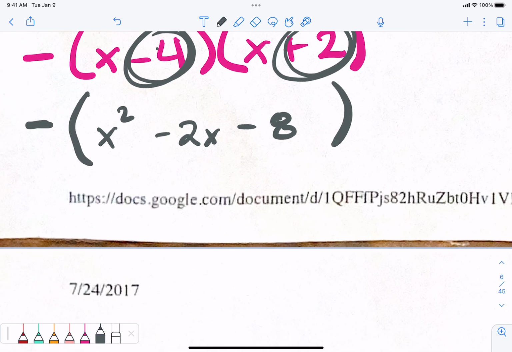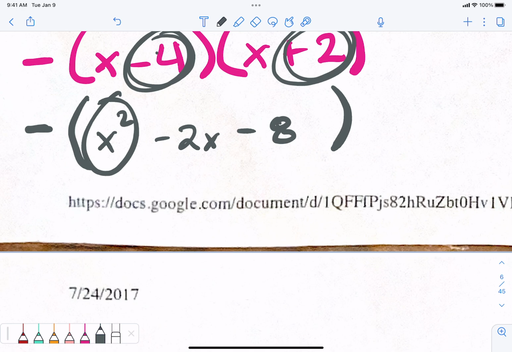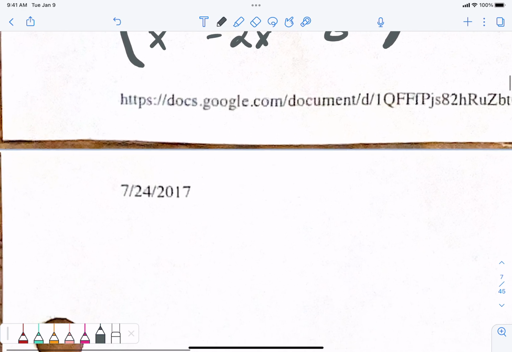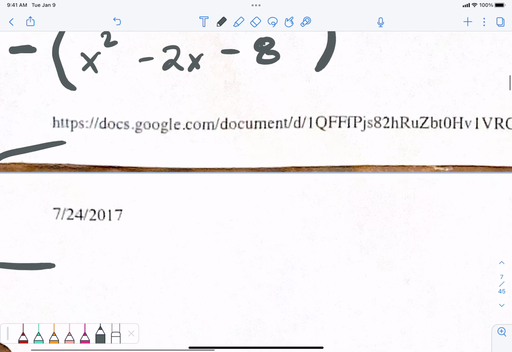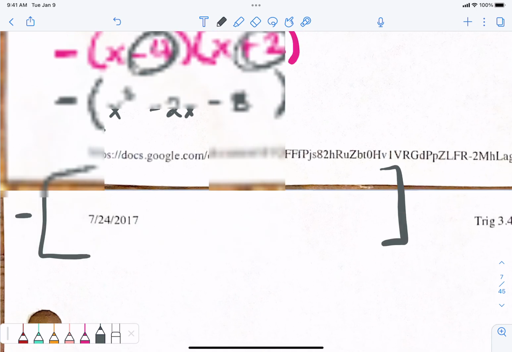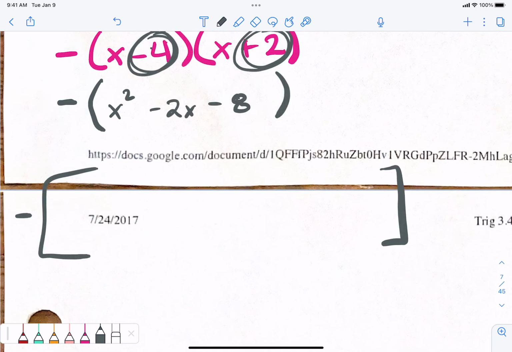Now, stay with me. That negative, we're going to leave off to the front because when you're completing the square, you have to have it just be x squared. So I'm not going to distribute the negative through. The whole way through, we're going to ignore the negative until the very end, but we're just going to tack it onto the front. So I'm going to use a big bracket right here. That negative needs to be multiplied by everything at the very end.